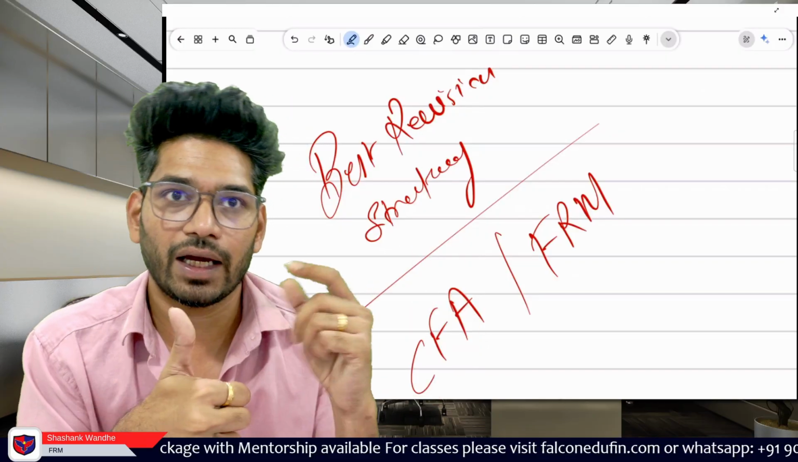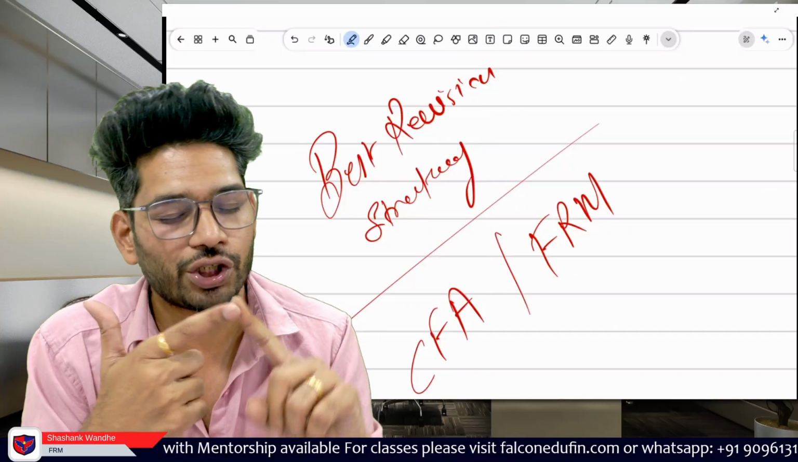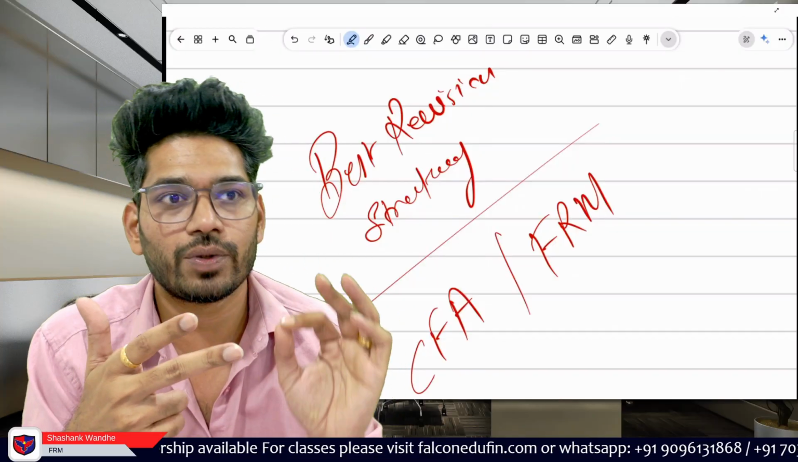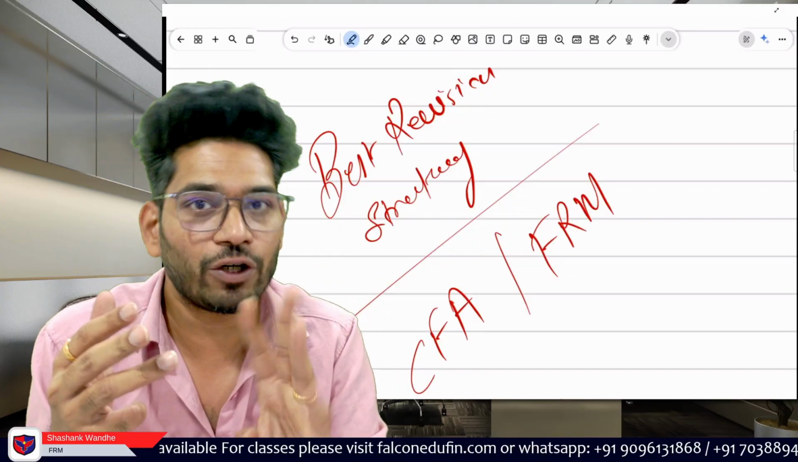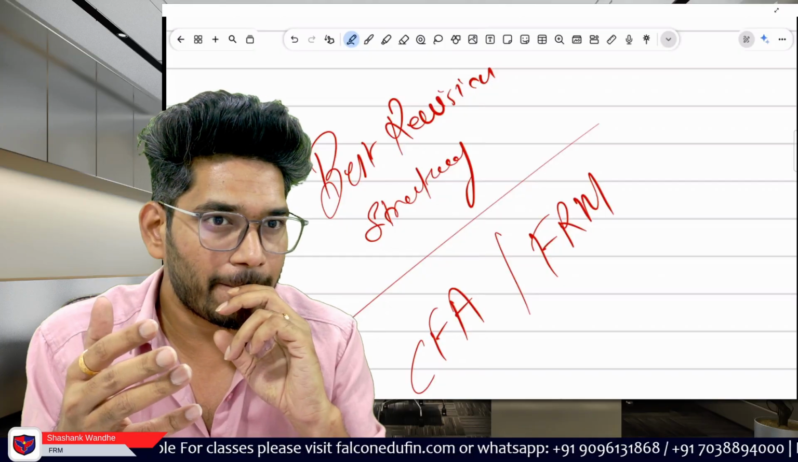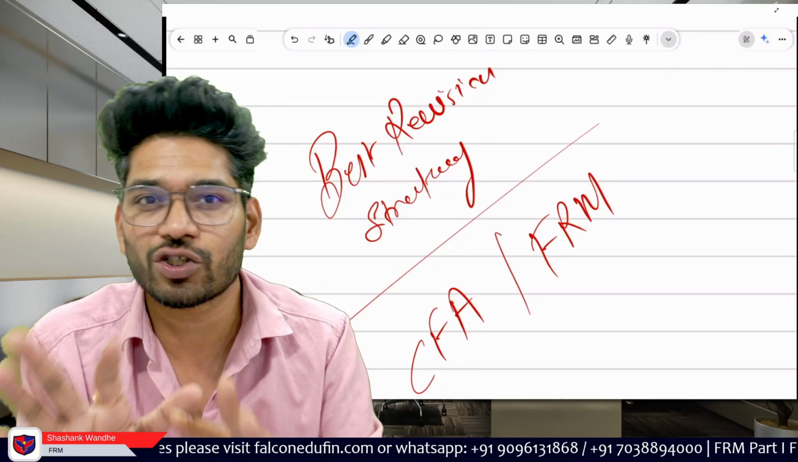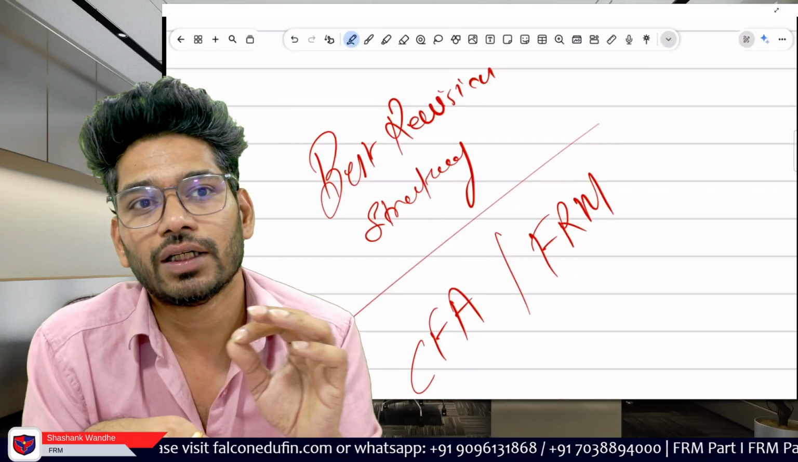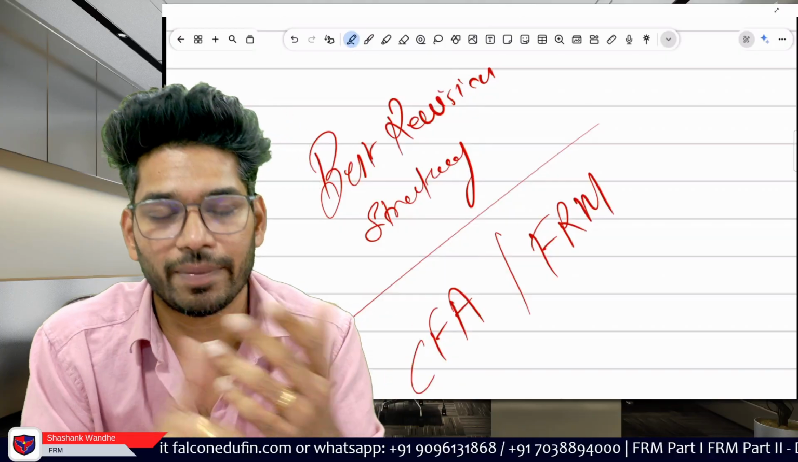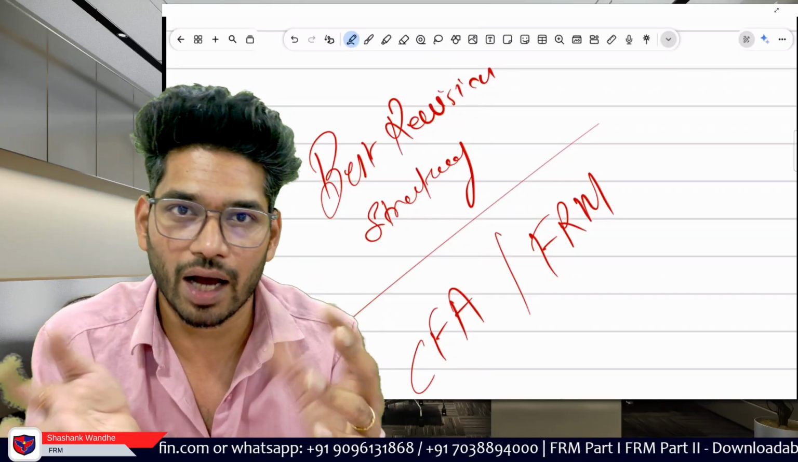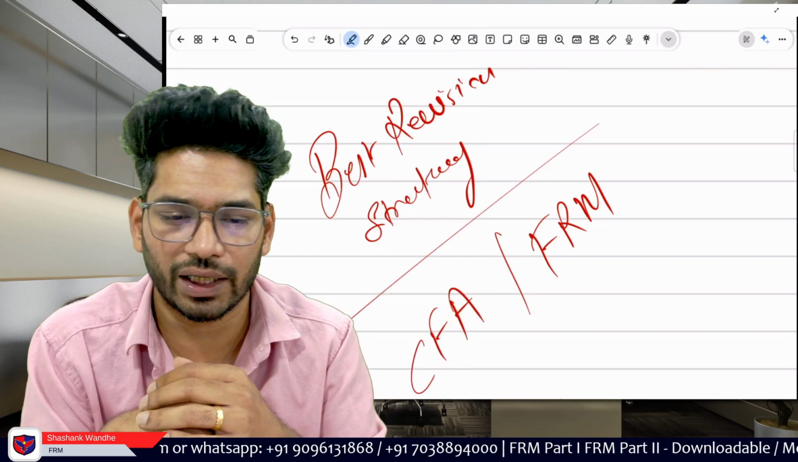For the CFA, ethics 1 day, corporate issuer at max 1.5 day, quants at max 2 days, FSA 3 to 4 days. Then we have economics at max 2 days, fixed income 3 days is recommended, portfolio management 2 days, because only 2 topics are large, rest of the topics are theory and can be quickly finished.